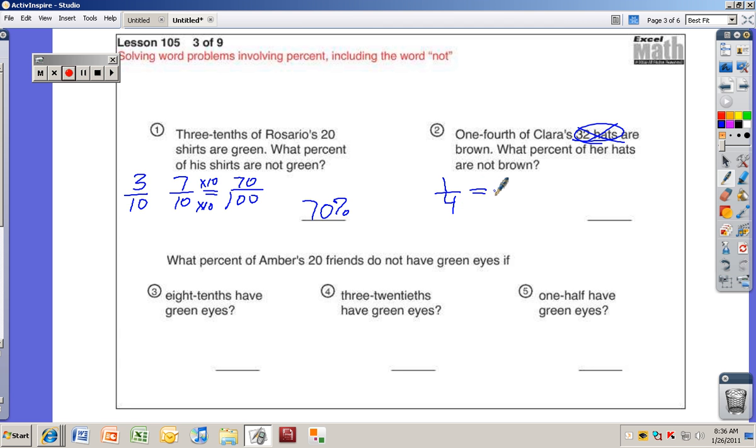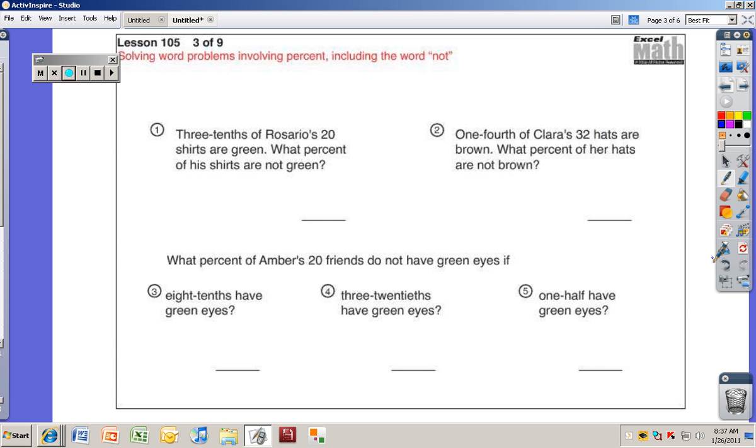So one way to do it is to change 1/4 into out of 100. 4 times 25 is 100. And so 1 times 25 is 25. So 25% are brown, which means 100 minus 25, 75% are not brown. So that's one way to do that problem.